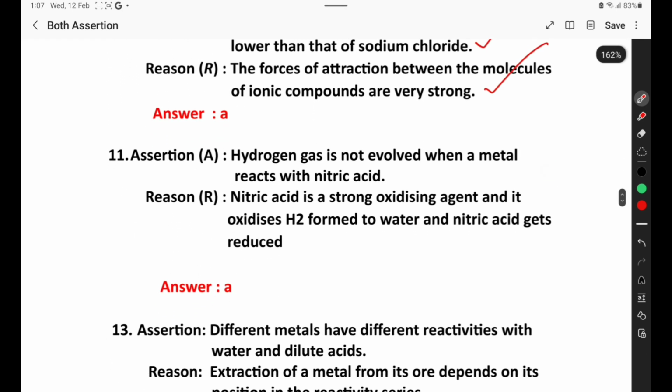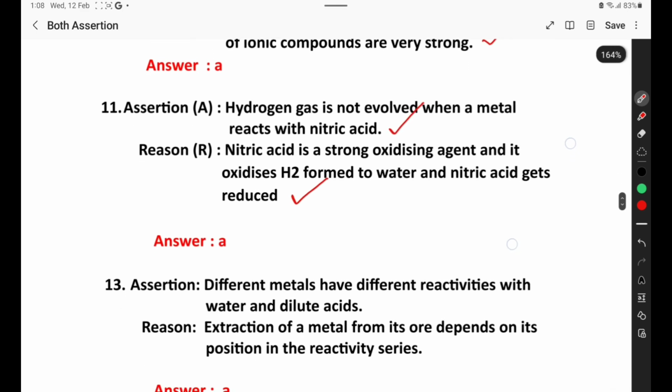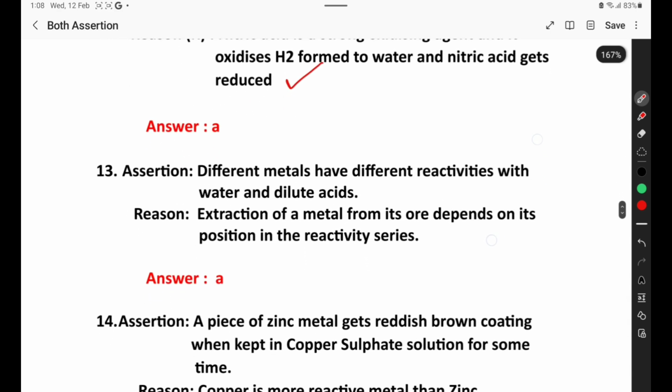Hydrogen gas is not evolved when a metal reacts with nitric acid. That's a correct statement, because we know nitric acid is a very strong oxidizing agent, and hydrogen gas is not evolved when a metal is treated with nitric acid. Only the exceptional cases are manganese and magnesium. Nitric acid is a strong oxidizing agent. It oxidizes hydrogen formed to water, and nitric acid gets reduced to one of the oxides. So that is also a right statement. So assertion and reason both are correct, and reason is the correct explanation of assertion. So our option is A.